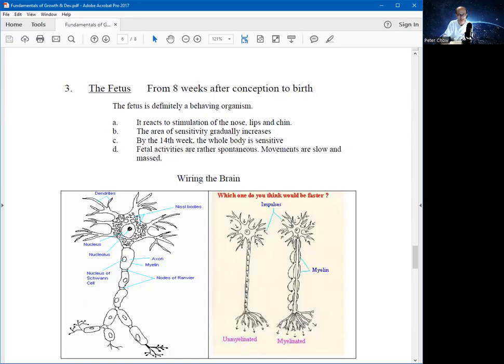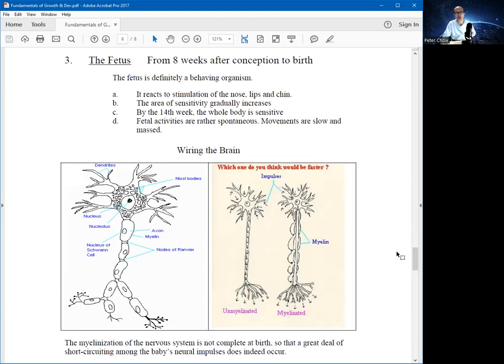The fetal stage runs from 8 weeks after conception to birth. The fetus is definitely behaving as one organism. You see here, it reacts to stimulation of the nose, lips, and chin. The area of sensitivity gradually increases, and by the 14th week, the whole body is sensitive.